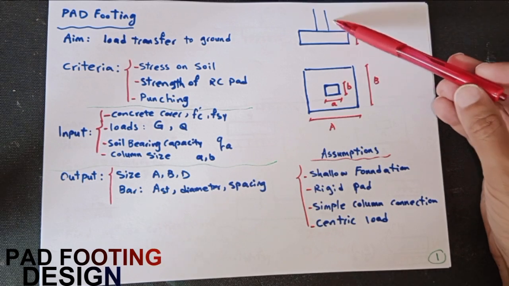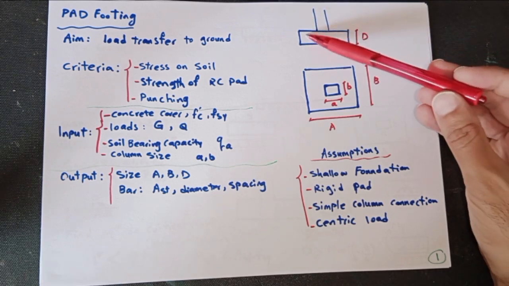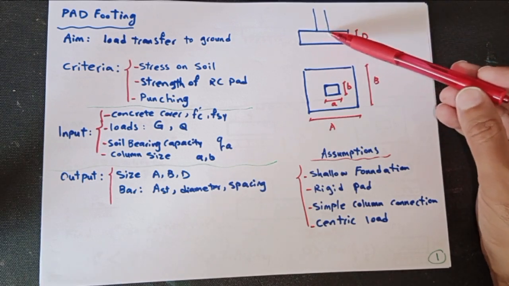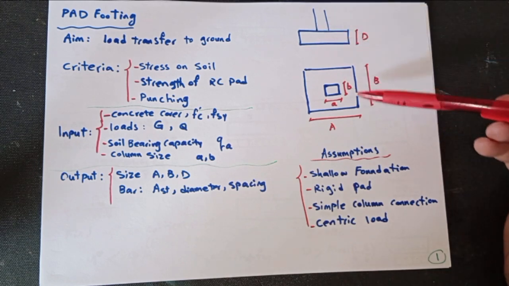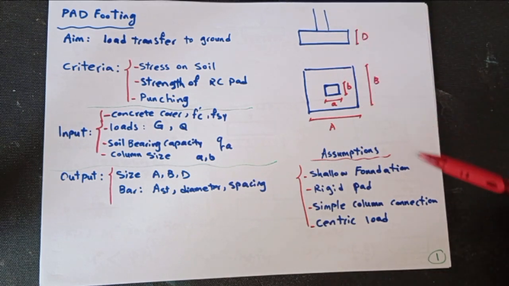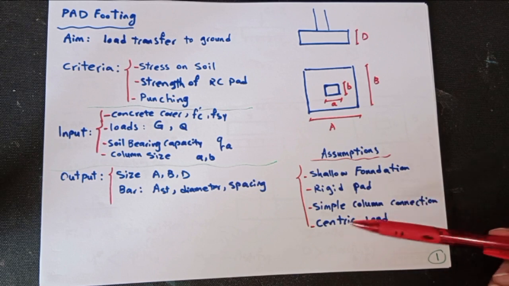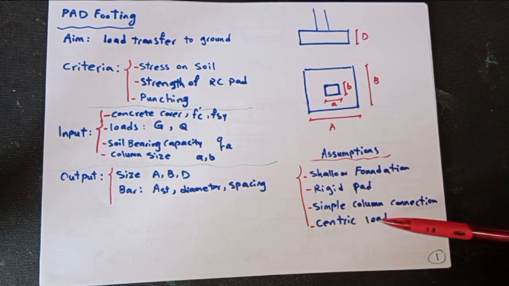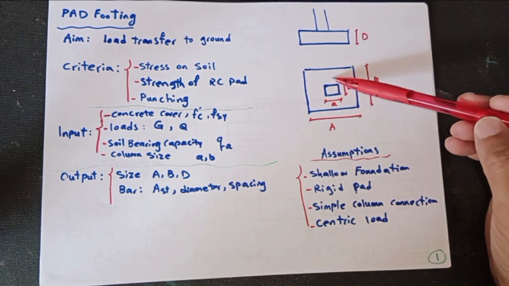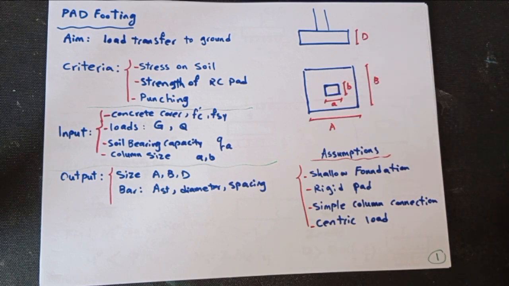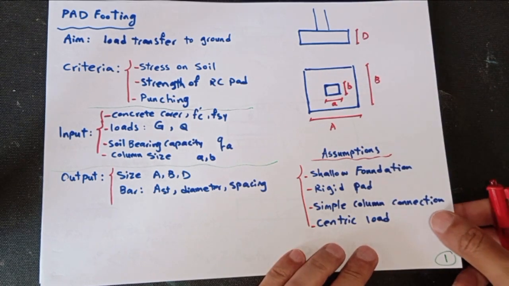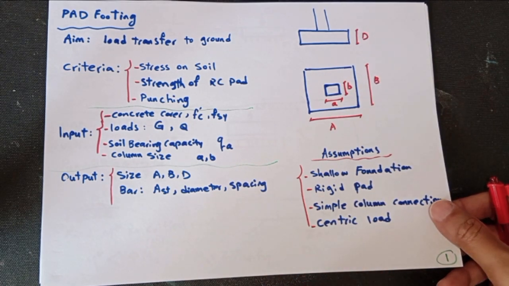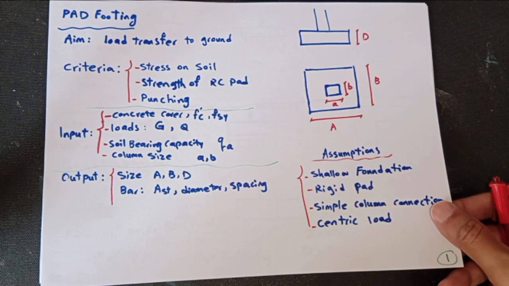It means that this column is not taking any bending or shear at this point, and it is just transferring vertical load. And also the last one is just we have centric load here. It means that the load is applied at the center of the pad. It is general, but for a special case, we may have just some modification, but the rules are the same.